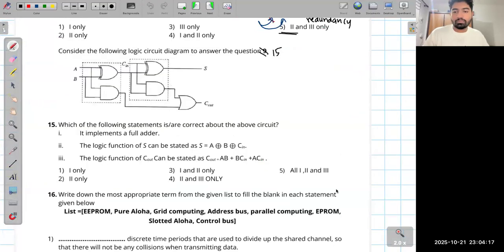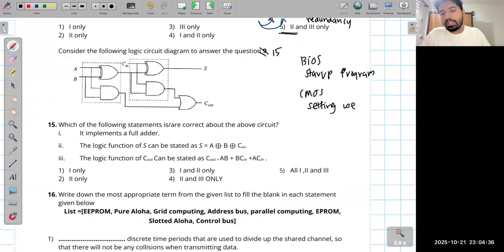BIOS will have the startup program. CMOS holds the startup settings. User settings are saved in CMOS.